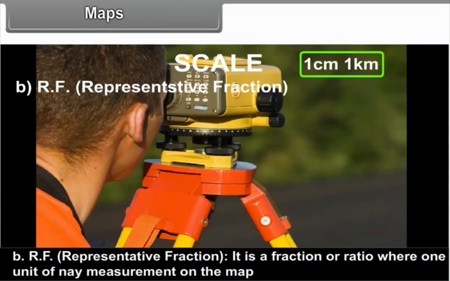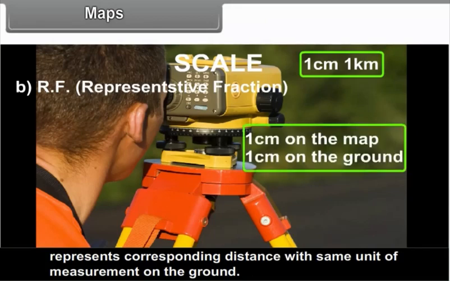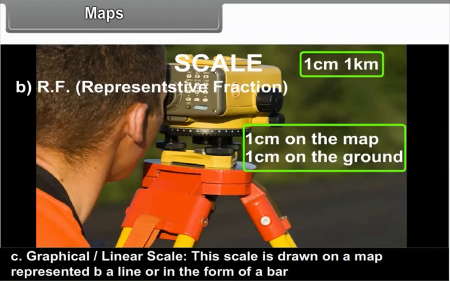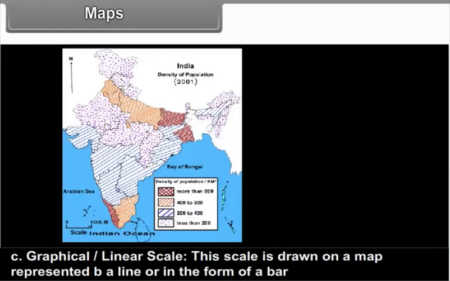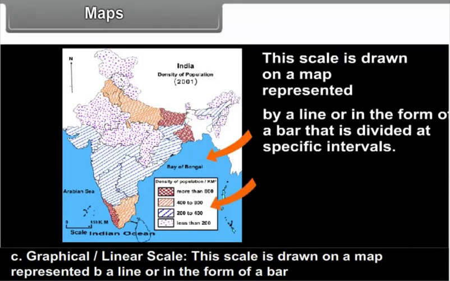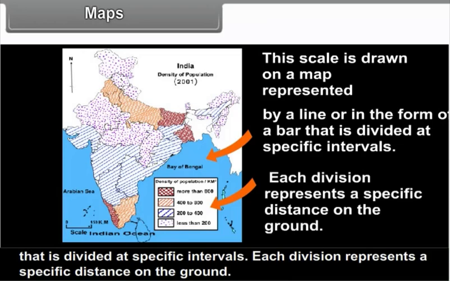It is a fraction or ratio where 1 unit of any measurement on the map represents the corresponding distance with the same unit of measurement on the ground. For example, 1:1 lakh means 1 centimeter on the map represents 1 lakh centimeters, that is 1 kilometer on the ground. C. Graphical or linear scale. This scale is drawn on a map represented by a line or in the form of a bar that is divided at specific intervals. Each division represents a specific distance on the ground.